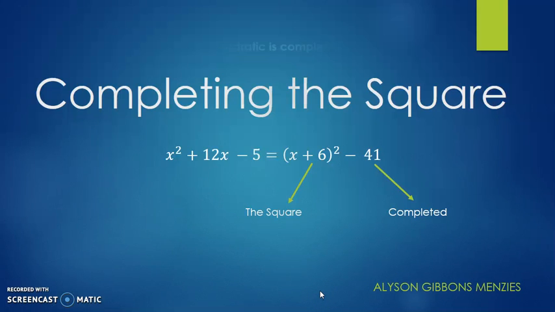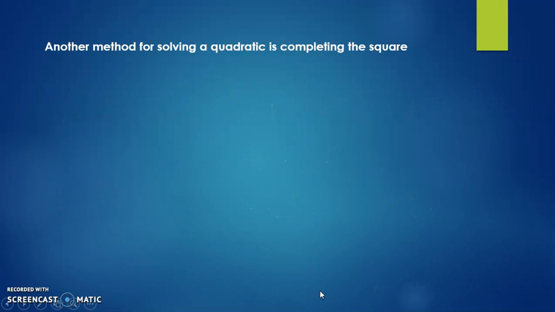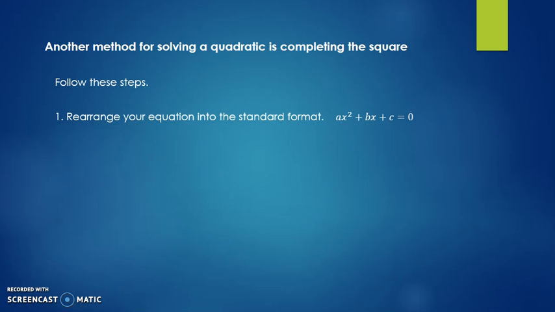Completing the square. Another method for solving a quadratic is completing the square, and you have to follow these simple steps. The first step, you rearrange the equation that you're given into the standard format of a quadratic. So that's ax squared plus bx plus c equals 0. That's easy enough.